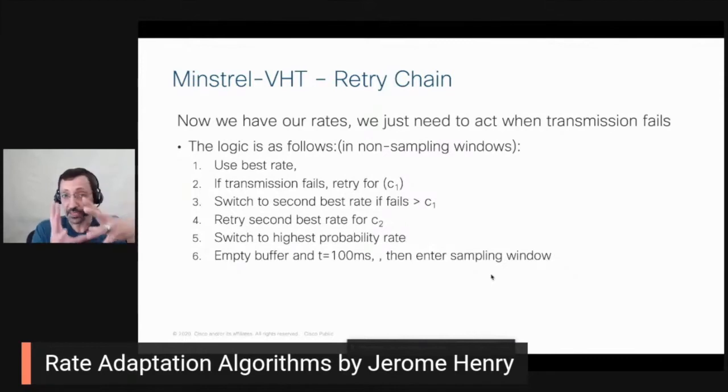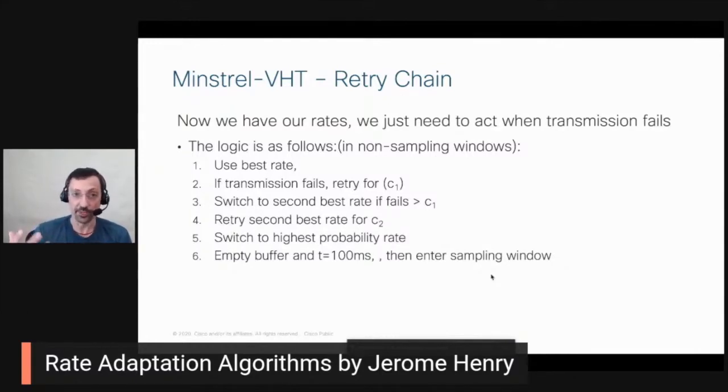So once you have made that learning in the sampling window, you go into the non-sampling window and use the top best rate, and boom, boom, boom, you use that one. And then if it fails, you start retrying again based on this window, a certain amount of time. And if you keep failing there, then you switch to the second best rate, your plan B. And then you try this one.